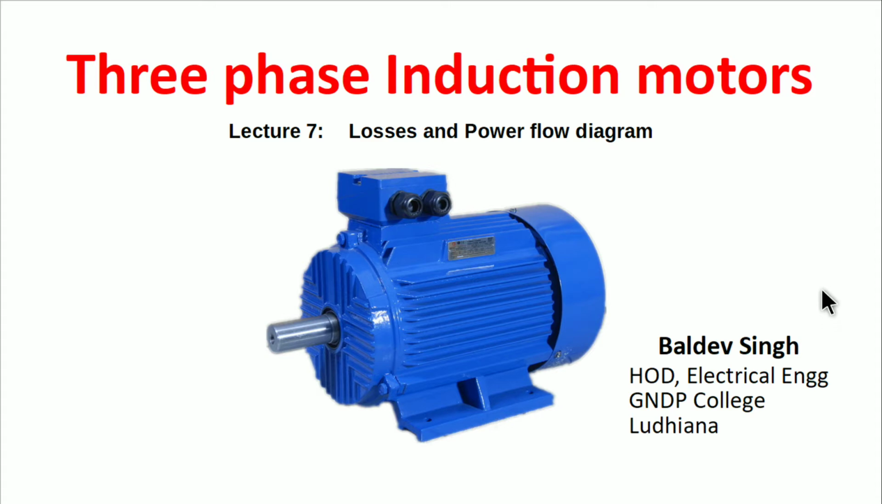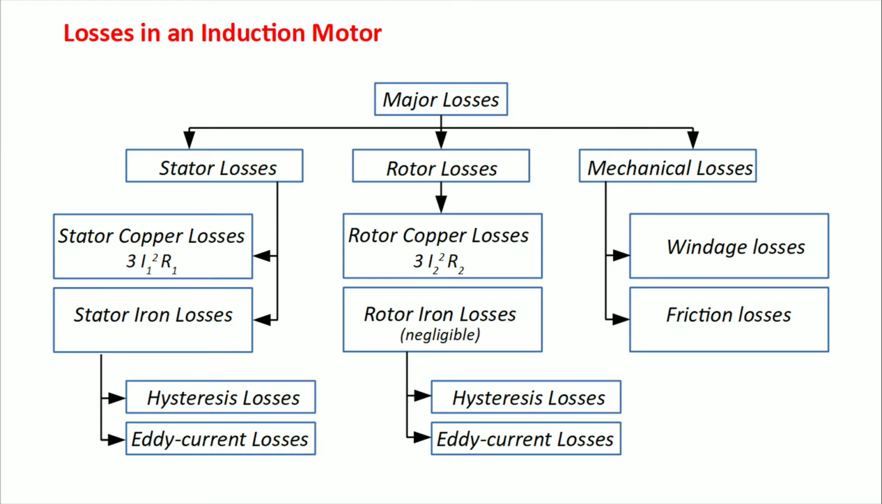So let us have a look at various types of losses occurring in the motor. These losses are the difference between the input power and output power. It means the total losses are equal to input power minus output power. The whole of the input power is not converted into output power, but a part of it is wasted in losses and is dissipated in the form of heat to the surroundings.